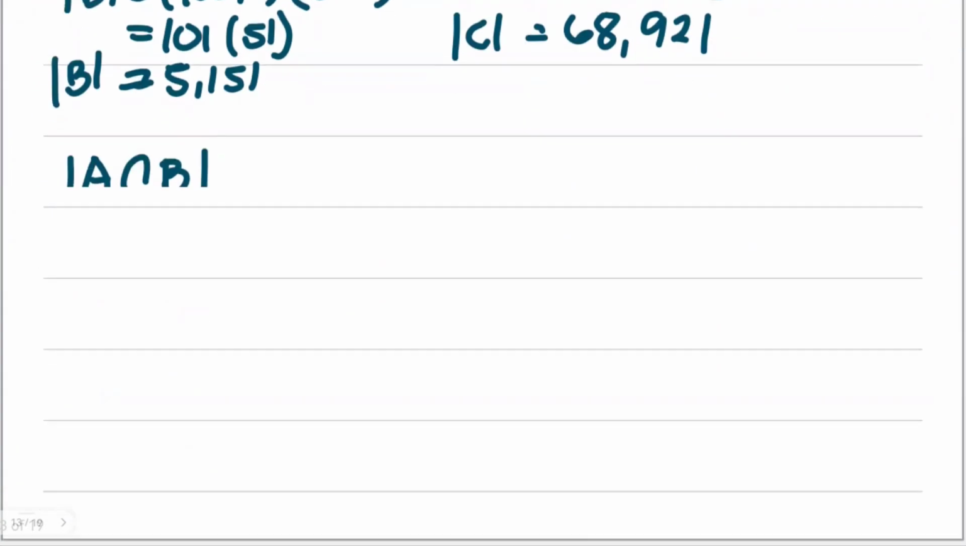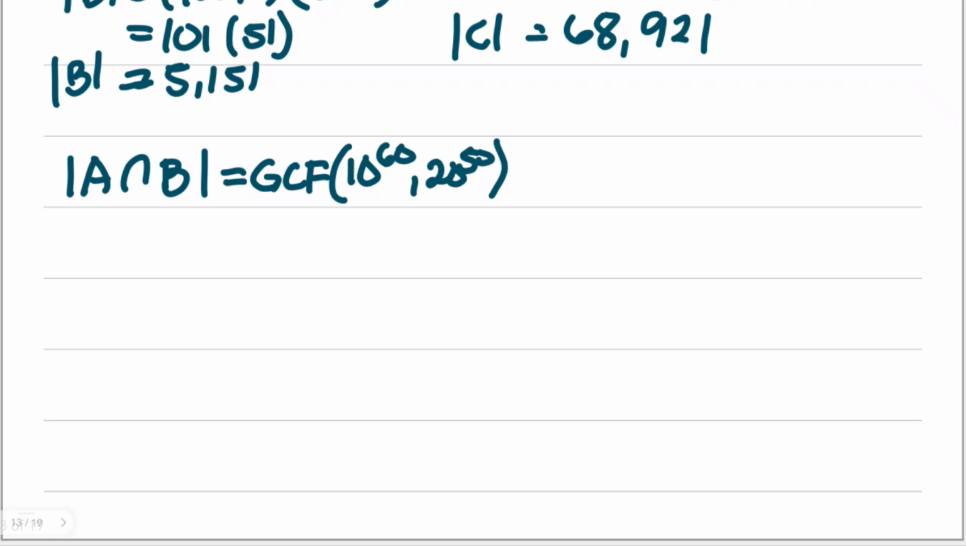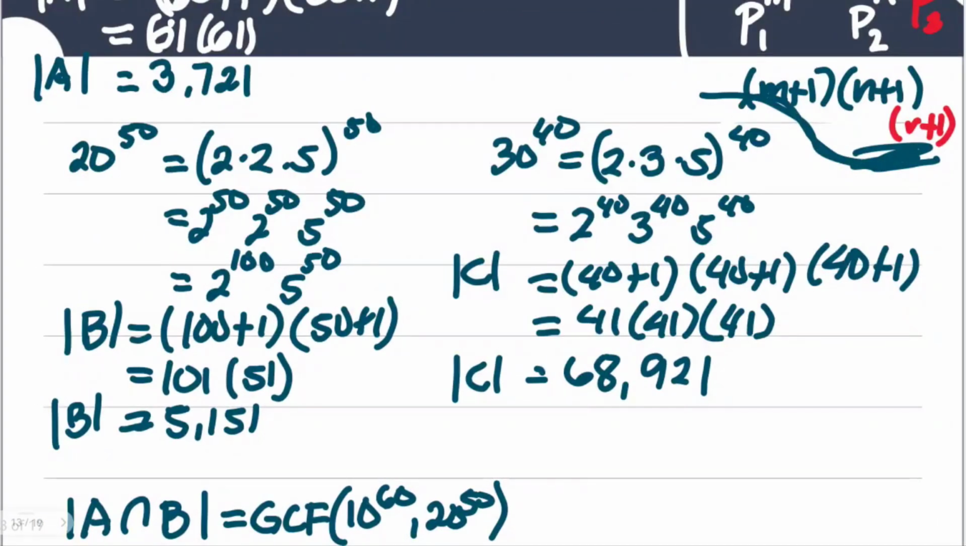To get the cardinality of the intersection, we simply need to get the GCF of 10 to the power of 60 and 20 to the power of 50. Why do we need to get the GCF of both? The idea is that the greatest common factor, given its exponentiation, corresponds to the number of positive divisors in the intersection. Hence, we still need to use the same formula later on to get the result.